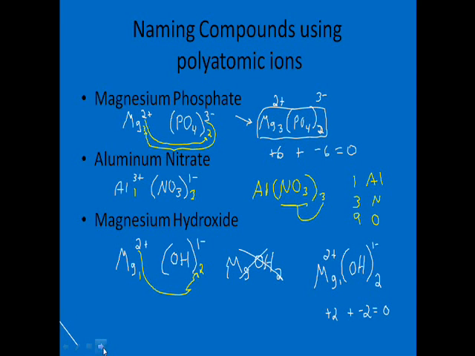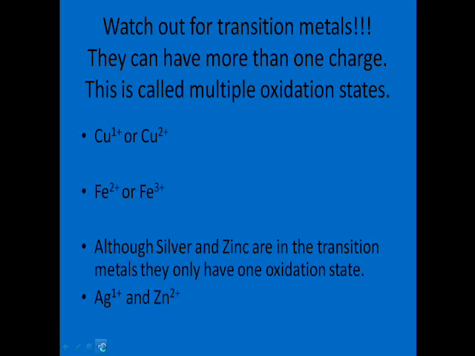Okay, I alluded to this earlier that we have to be careful of transition metals. Transition metals, you may want to go back and check. Do you know where they are on the periodic table? They can have more than one charge, and we call that multiple oxidation states. And I gave you the example before that copper is a 1 plus or a 2 plus.